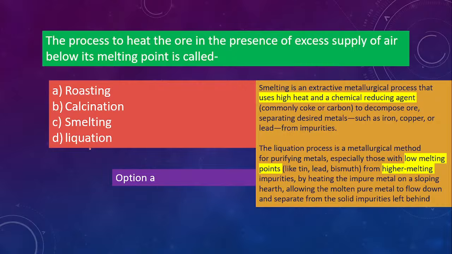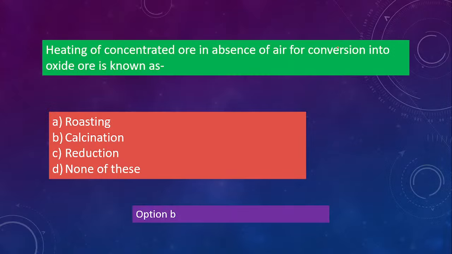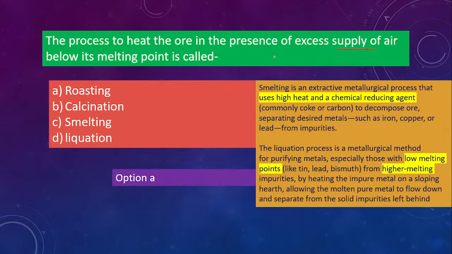So you can take a screenshot of the note that I am giving you. Apart from roasting and calcination, you also have to remember the other two, smelting and liquation. Calcination and roasting I have already said. In roasting, there will be excess oxygen supply. In calcination, absence of oxygen. Those keywords only you need to remember. Heating happens in all, but in smelting heat is higher and a reducing agent is used, and for liquation you have a melting point difference.